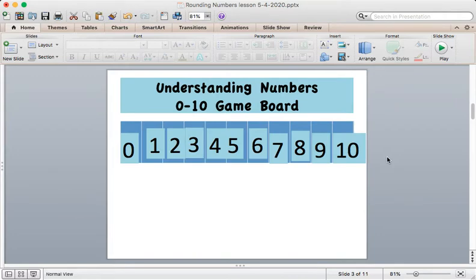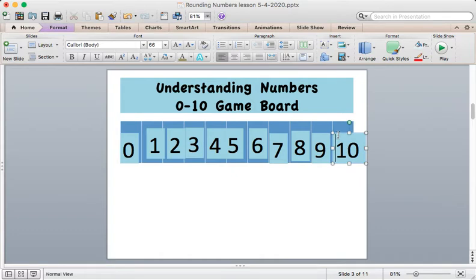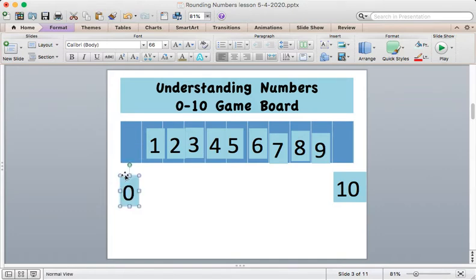So the first thing that we're going to do, Miss Rudy did this already. This provides you with some understanding of our game board. 0 and 10 are anchors for a 0 to 10 number game board. Our middle number is 5. Okay, so we have an anchor of 0 and 10, and our middle number is 5.